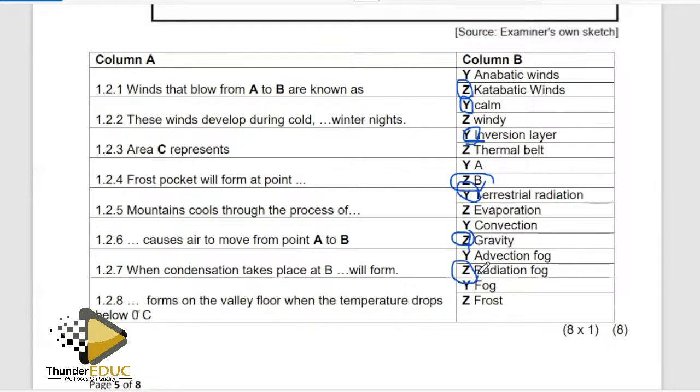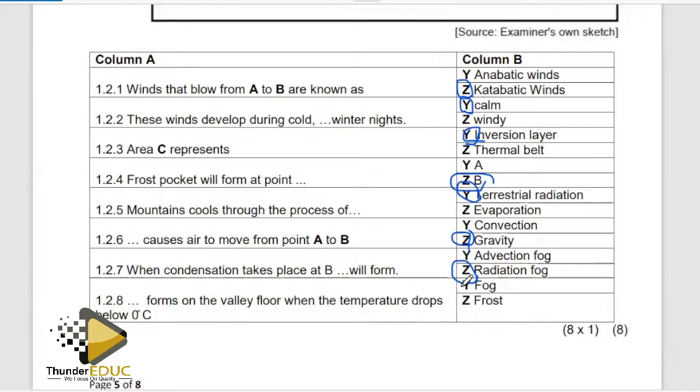Radiation fog forms because of terrestrial radiation, the loss of heat on the ground surface because of the night conditions. It results in the air immediately above the surface cooling down because of the cooler ground surface. And ultimately, there will be formation of radiation fog. Right. That is question number 127.